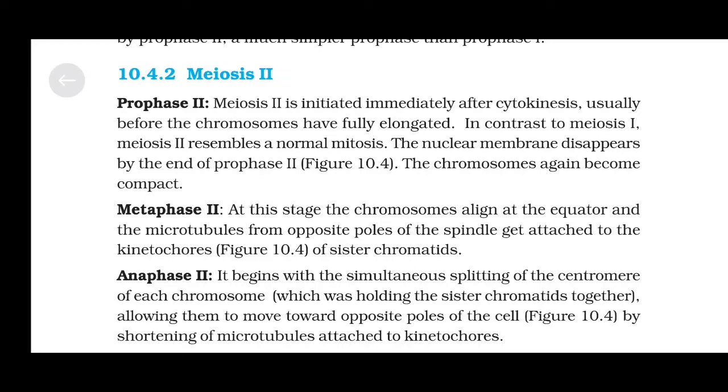Metaphase 2. At this stage, the chromosomes align at the equator and the microtubules from opposite poles of the spindle get attached to the kinetochores of sister chromatids. Anaphase 2. It begins with the simultaneous splitting of the centromere of each chromosome, which was holding the sister chromatids together, allowing them to move toward opposite poles of the cell by shortening of microtubules attached to kinetochores.